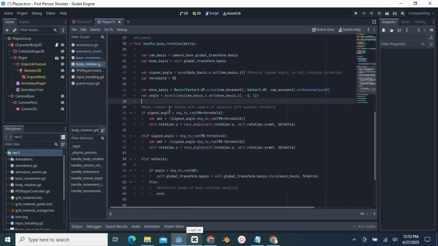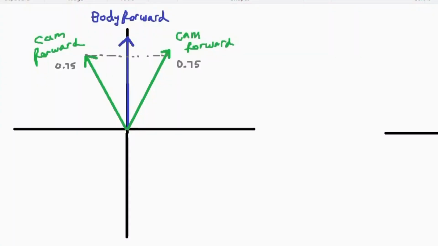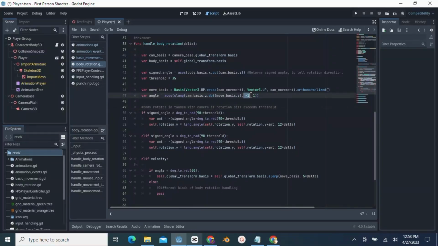Next we're going to find the angle the same way we did before, but this time we get the dot product of move_basis.z and cam_basis.z to get an unsigned angle instead. Then I clamp it between -1 and 1 because I only want the body to align with the camera if the move direction is generally forward.